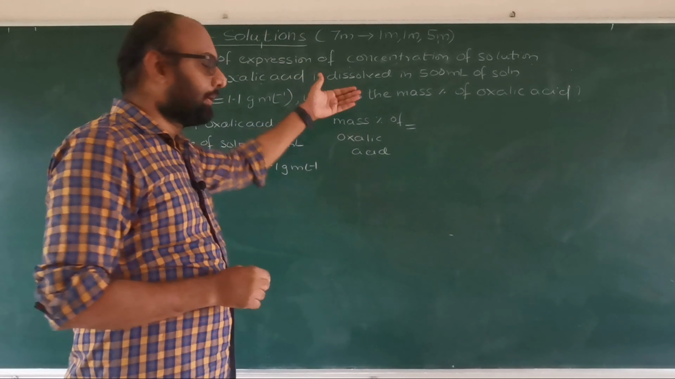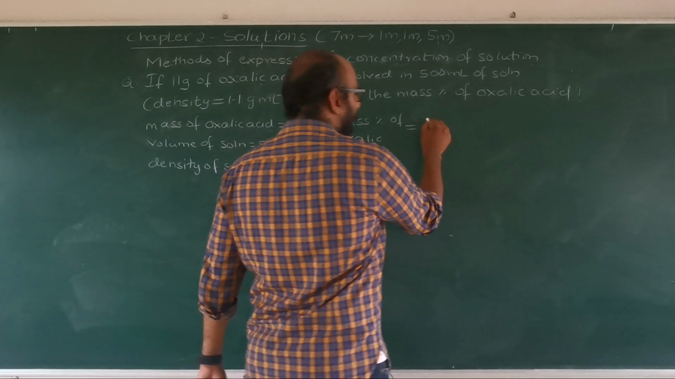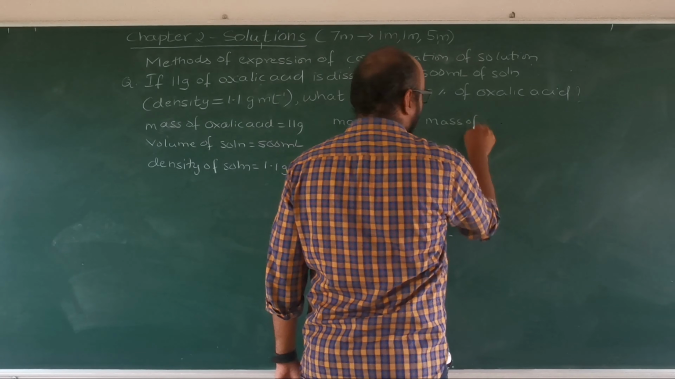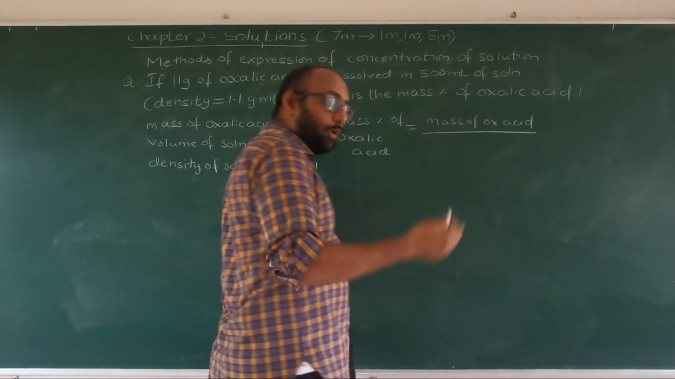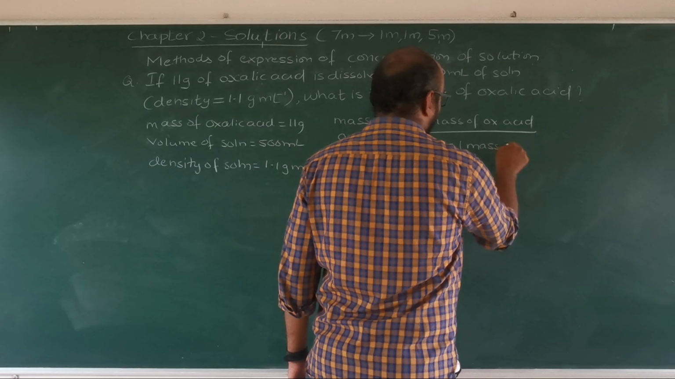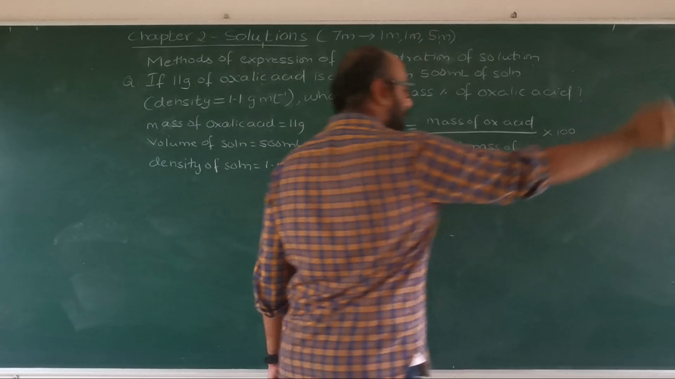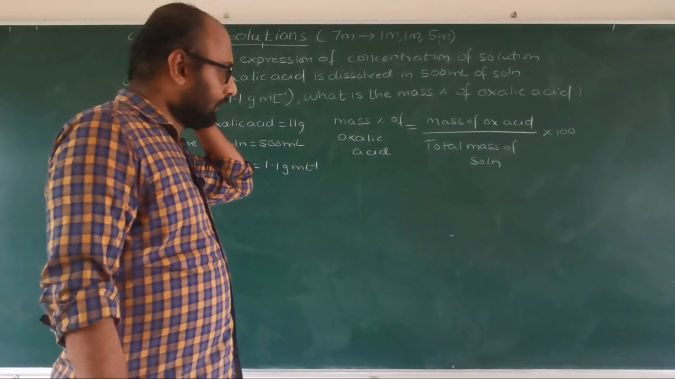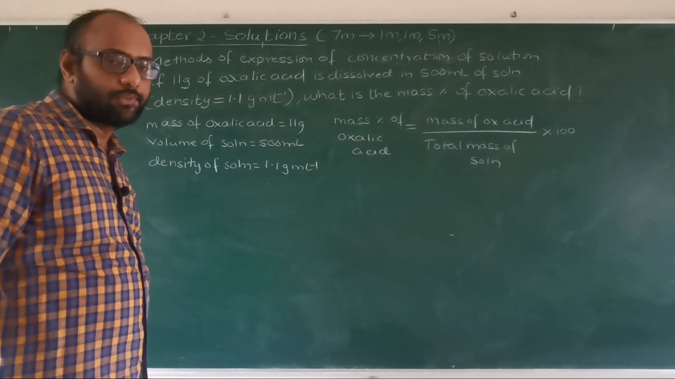You know what is mass percent? Mass percent means W by W. Mass of oxalic acid divided by total mass of the solution multiplied by 100. This is the formula of the mass percentage. Now you are applying this for oxalic acid. Hence here you have to take mass of oxalic acid. Mass of oxalic acid is given, 11 grams.